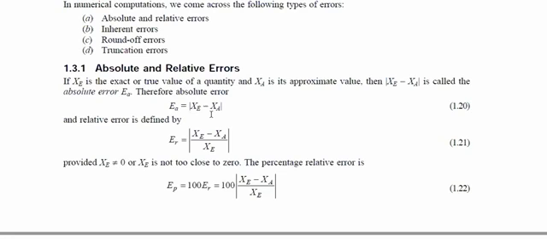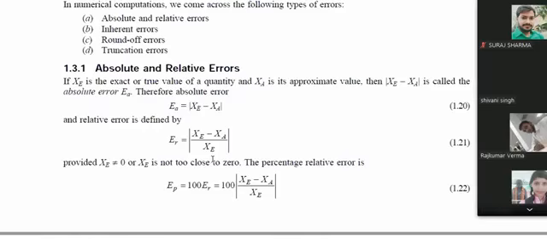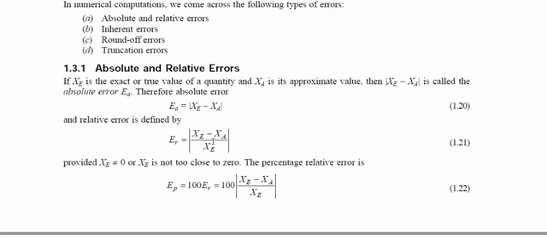And relative error is what? Whenever we define a ratio, the numerator is the difference, and it is related to xe. xe is the exact value.